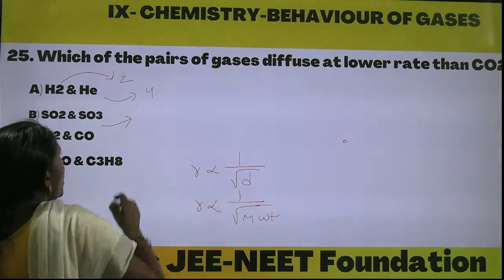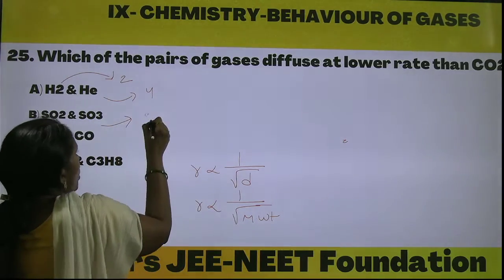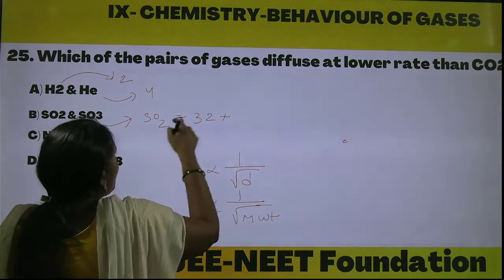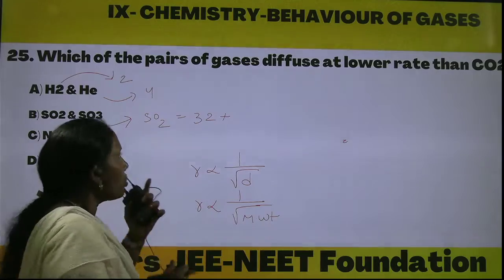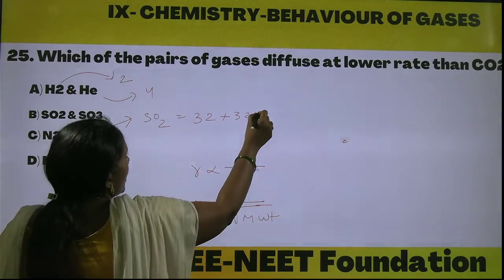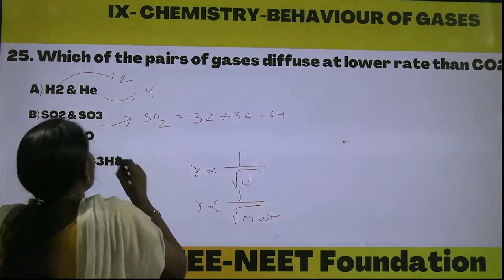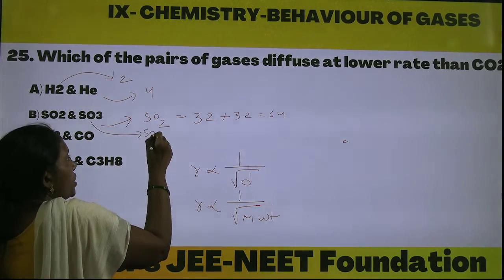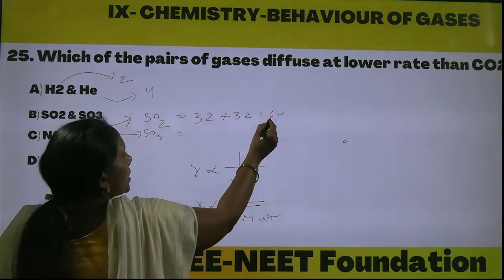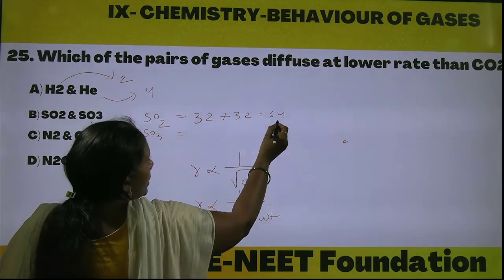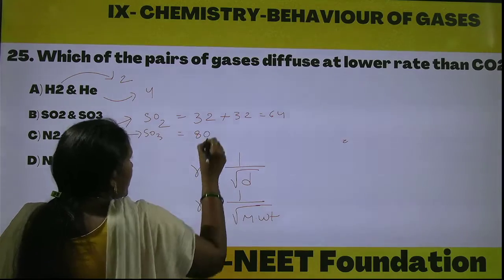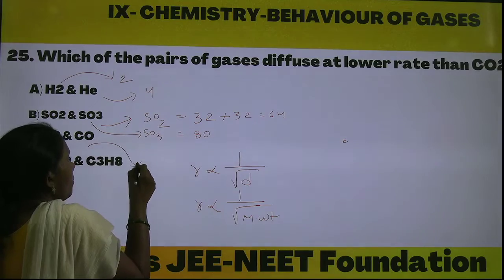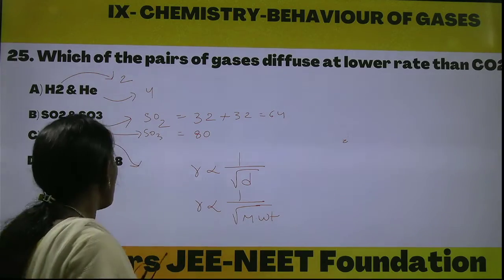Comes to SO2 and SO3. SO2 molecular weight: for sulfur, it is 32. For one oxygen it is 16, so 2 oxygens it is 32. 32 plus 32 is 64. For SO2, it is 64. Here it is SO3. SO3 means add one more oxygen, then 64 plus 16 gives you 80 as the molecular weight for SO3. Like that only, calculate the molecular weight for nitrogen and carbon monoxide also.